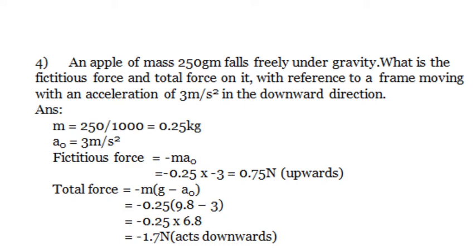So here I got minus 0.25 into 6.8, that is minus 1.7 Newton, which acts downwards. Okay, so simple case, we have to consider the equation for the force acting on a particle in the downward direction. Okay, these are the problems in the fictitious force topic. Next, I am moving to another topic.